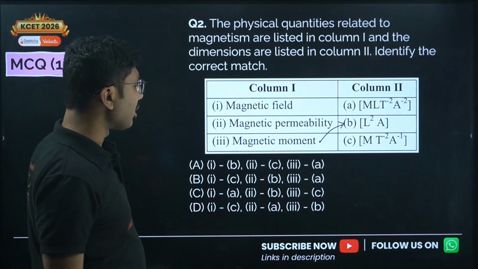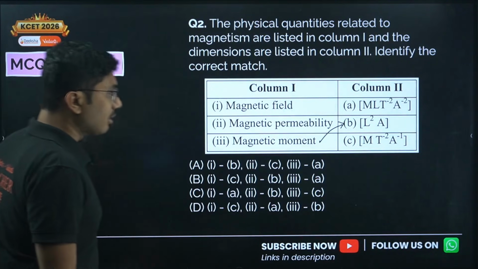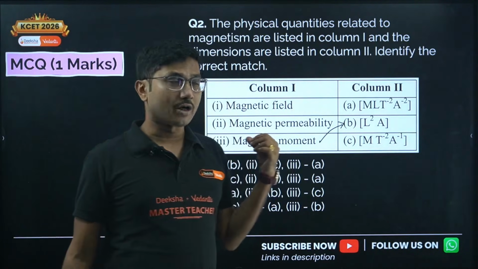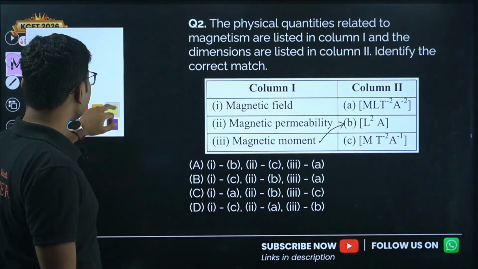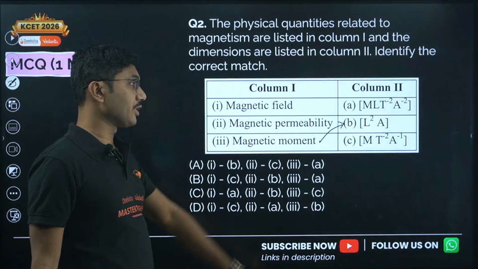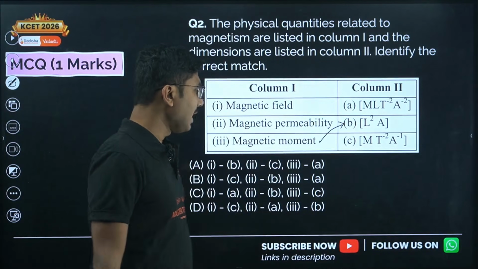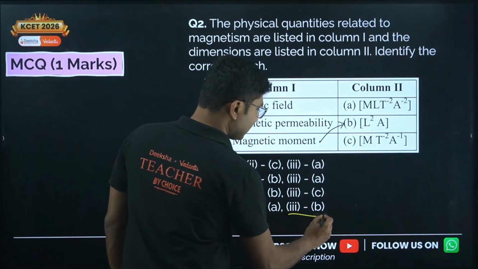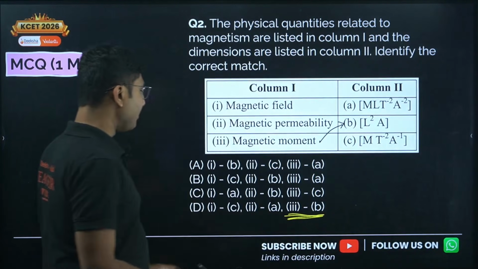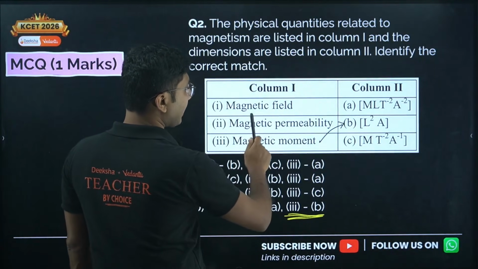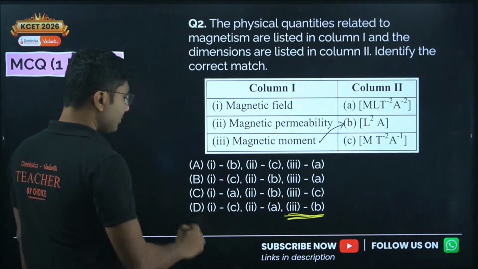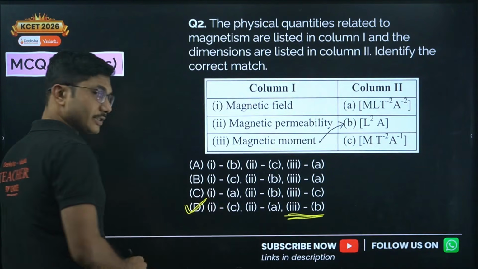Let's see how many of the options are there. Even if you are not sure, if you know at least one of them, see how many options have that matching. Here number 3 with B is there only once, that is option D. So the remaining matching is automatically done. Magnetic field is given by this, magnetic permeability is given by this, so option D must be the correct answer.